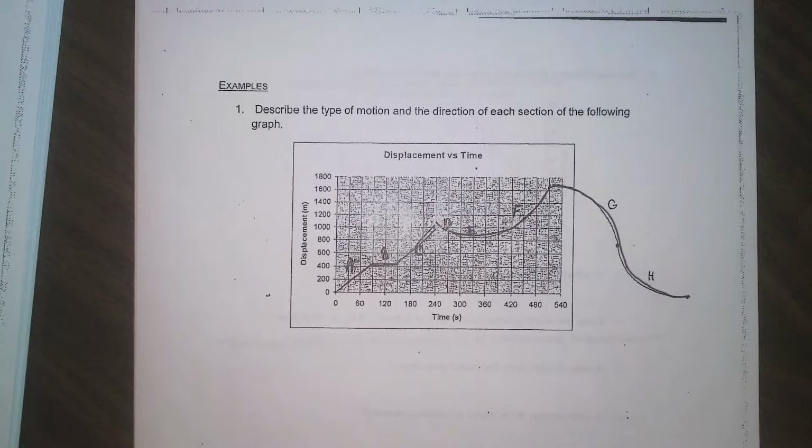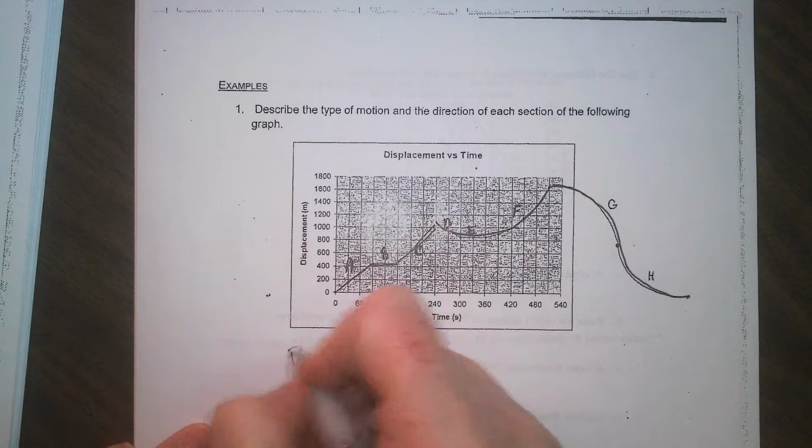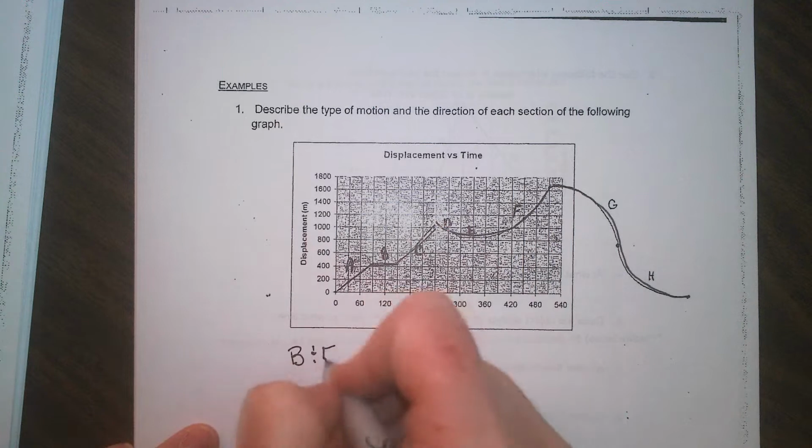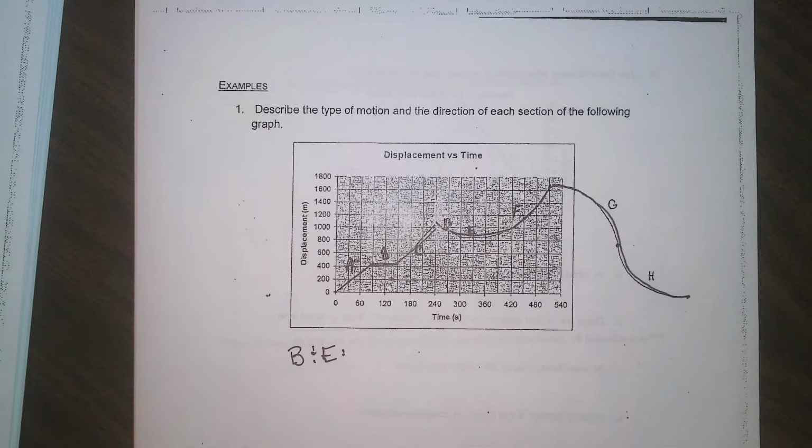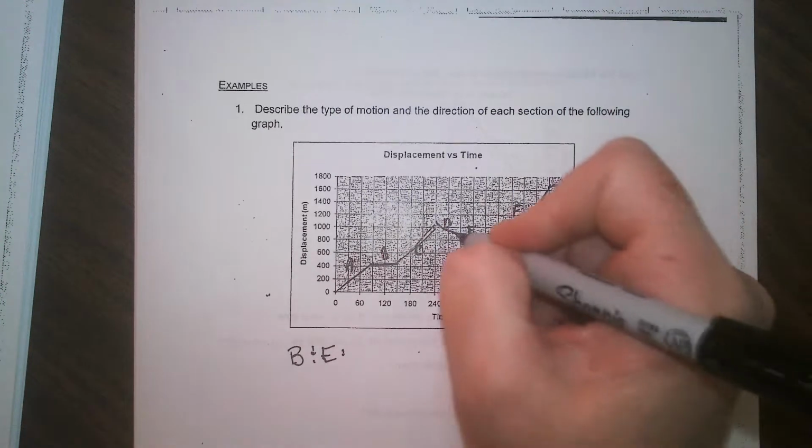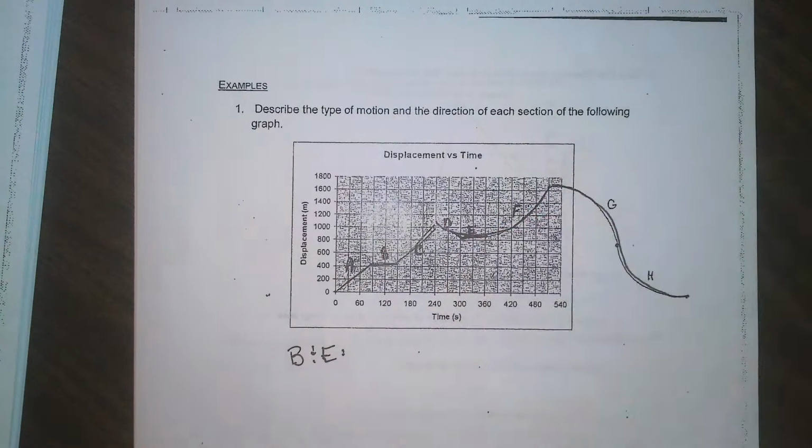Let's describe the type of motion and the direction of each section in the following graph. So, B and E. Who would like to hazard a guess what's happening at B and E? This is the E right here. What can we say? This is a displacement time graph. This is the base graph. What can we say at B and E?